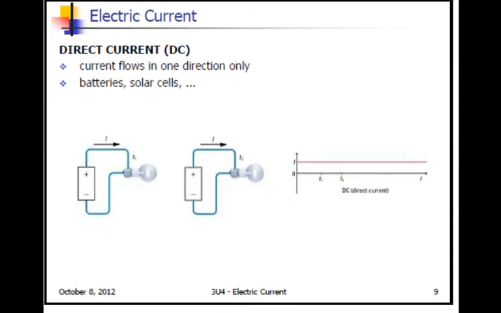So direct current flows in one direction only, and you see this with batteries or solar cells. And then there are other things like piezoelectric meters and other types of things that you would see, but for our purposes, just write down batteries and solar cells.